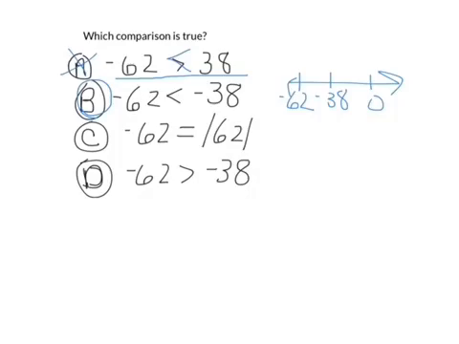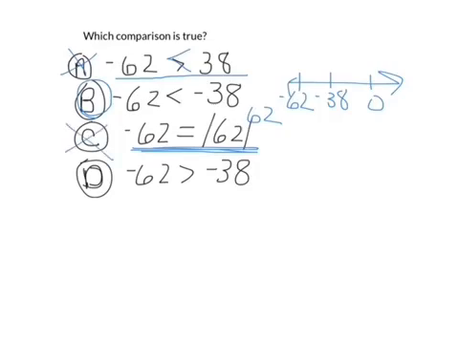Negative 62 equals the absolute value of 62. This gets 6th graders all the time, and they go, hey, that's true. What is the absolute value of 62? It's not negative 62, it is 62. And negative 62 and 62 are not equal. If you owe somebody $62, that is not the same thing as having $62 in your pocket. So this is not true.